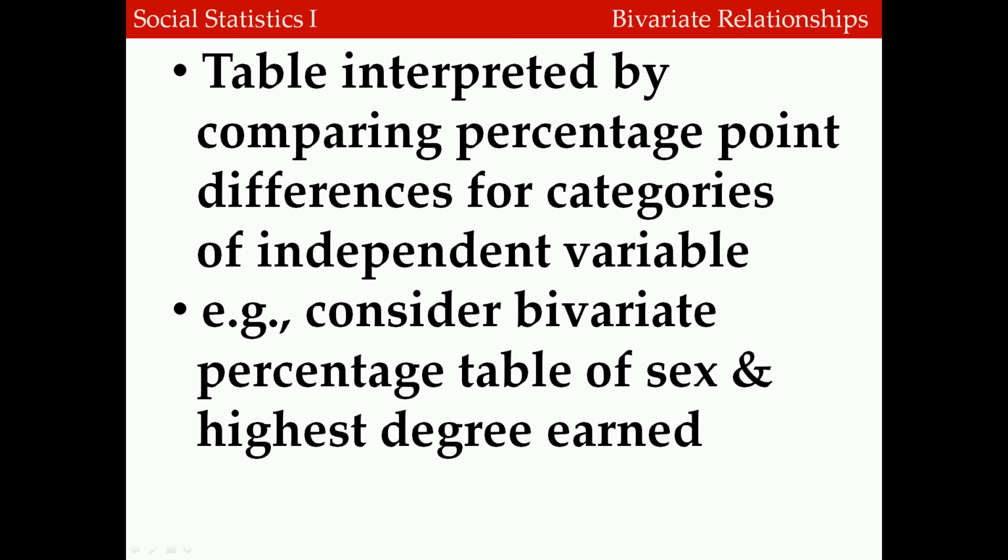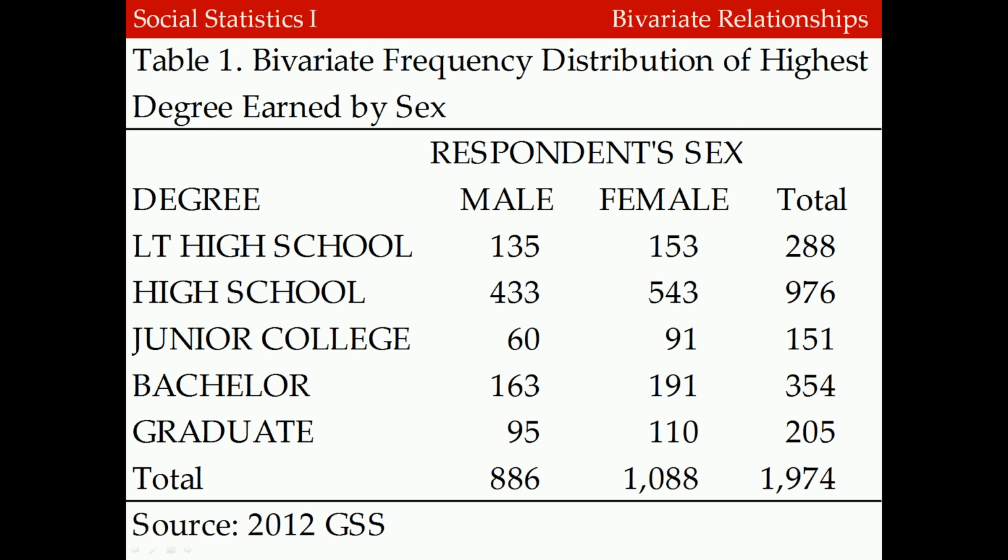Creating column percentages allows us to see the different effect of the independent variable for any given value of the dependent variable. To see this, let's consider again the example of the relationship between sex and highest degree earned. So you can see here, this is our frequency table, the same one that we saw earlier. How do we convert these frequencies into percentages?